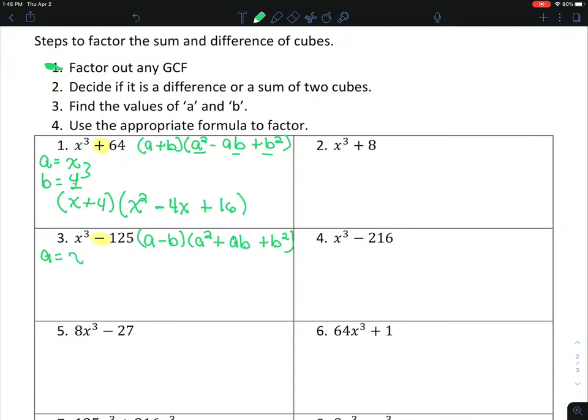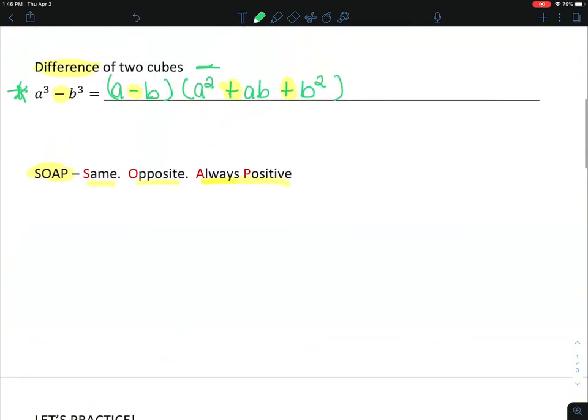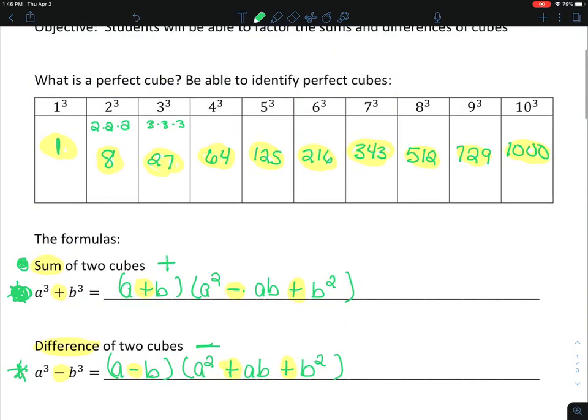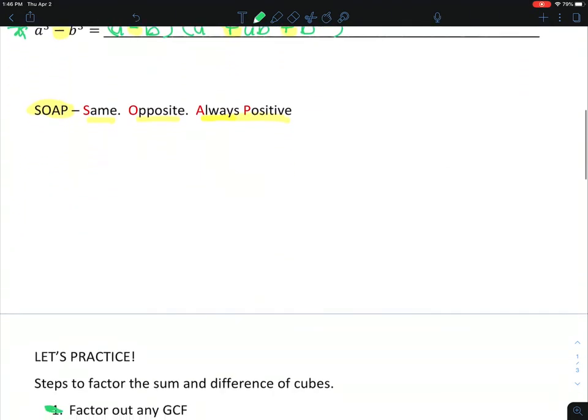So what is A? You are correct. And then what is B? Go back and look at your notes and figure out what B is. So we're going to look back at our notes that we did here. And so B is, you are correct, 5.